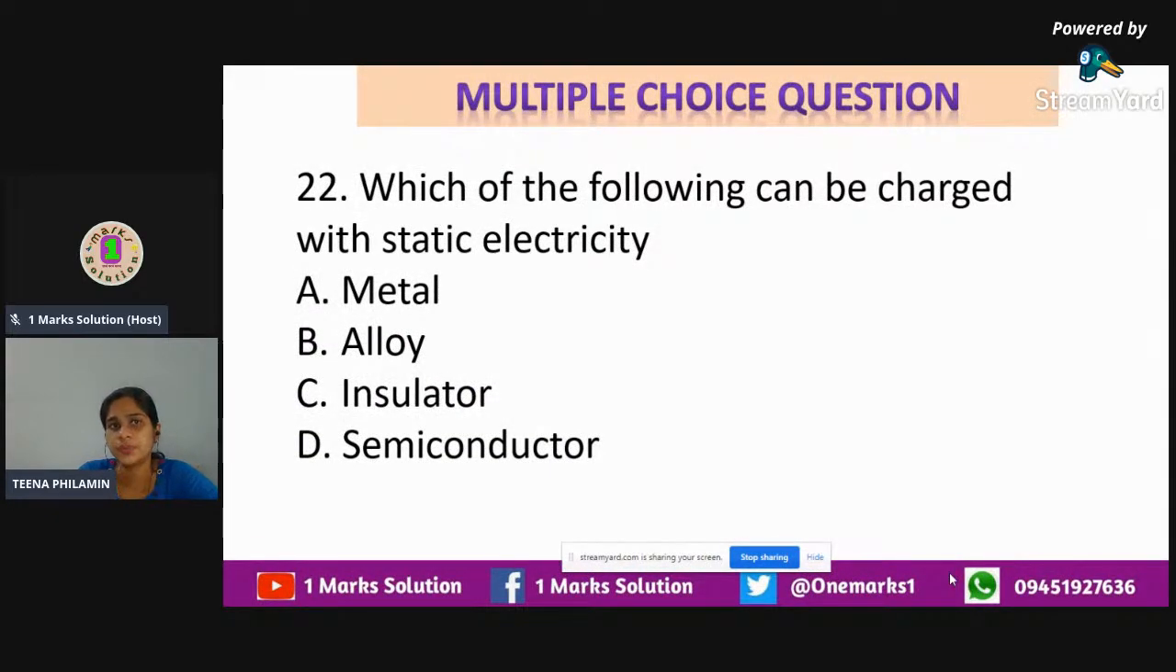Next one, which one of the following can be charged with static electricity? Static electricity is produced while rubbing two objects. Conducting materials like metals and semiconductors will not hold the charge, as they allow the electrons to flow through. But insulators like plastics, when two plastics are rubbed, will hold the electrons and easily produce static electricity. The one which can be charged using static electricity is the insulator.